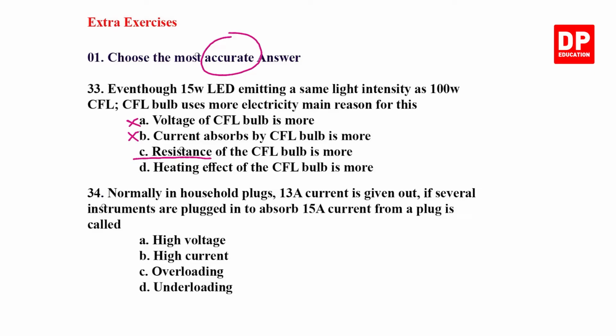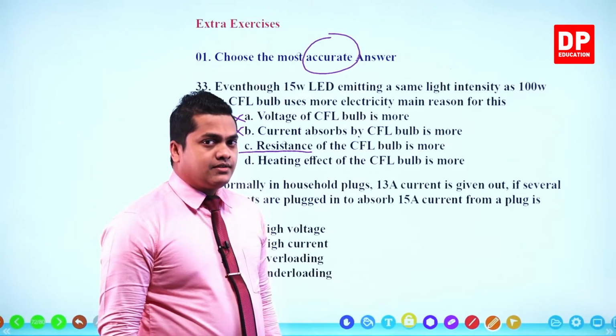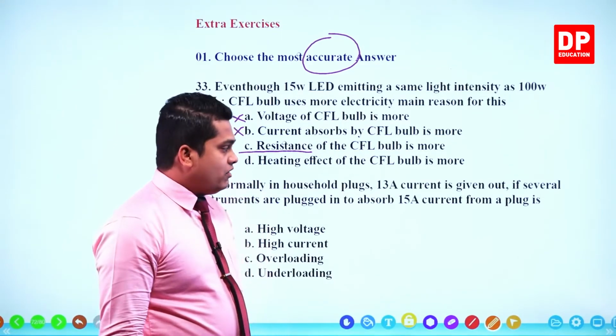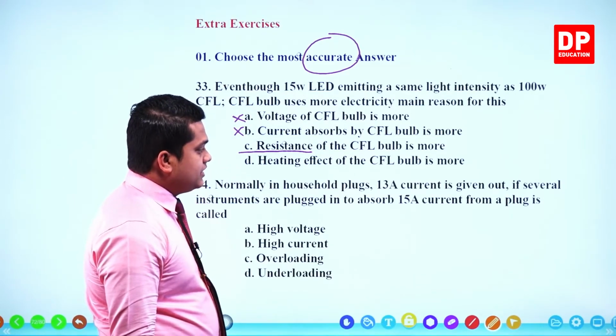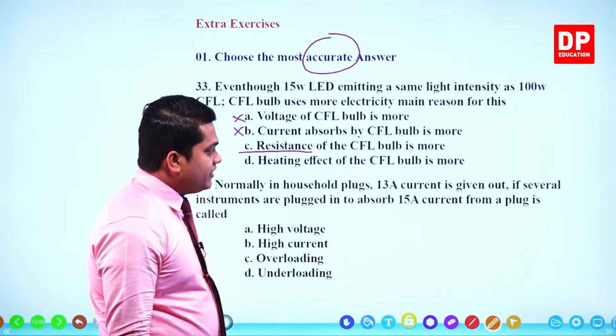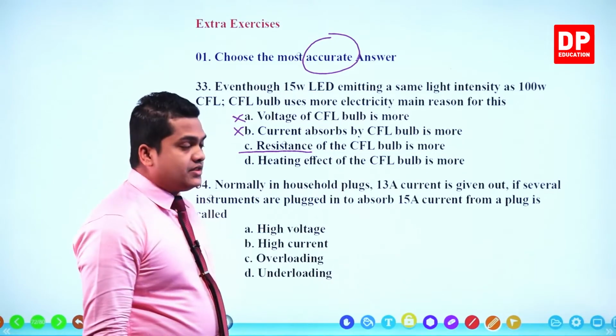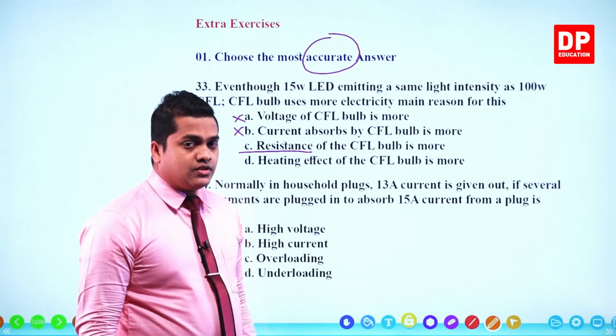If several instruments are plugged in to absorb 15 ampere of current from a plug, this is called as what? Now 13 ampere is the current that can be given at a maximum level. But however, if a plug is taking out or absorbing 15 ampere current, then it is called as what?